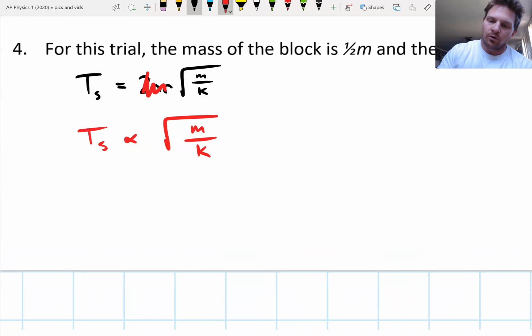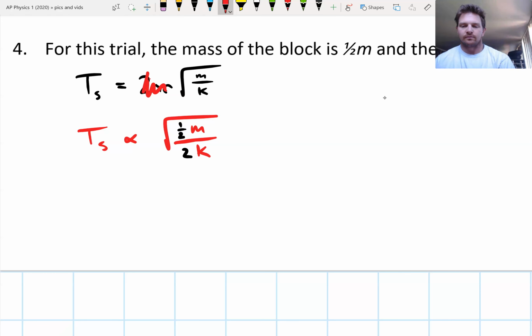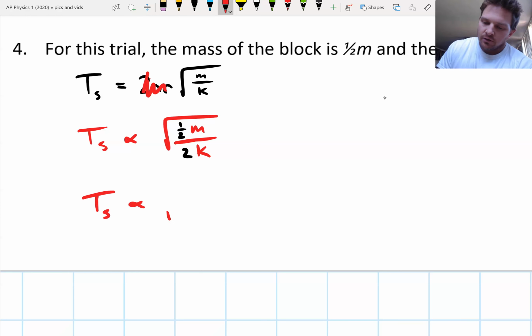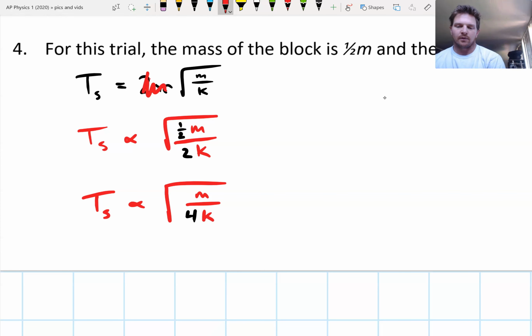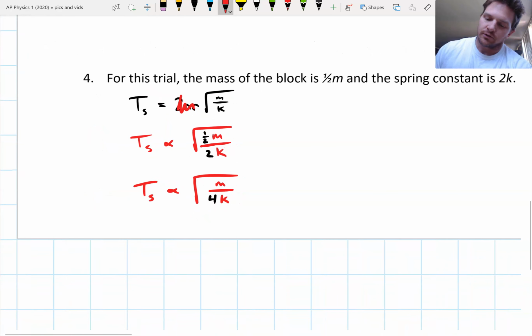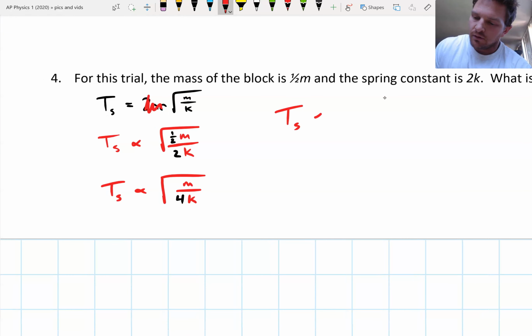We know the mass got halved and k got doubled. So it's 1/2 over 2. Okay, when you simplify this, 1/2 over 2 turns into m over 4k, right? So just continuing on over here, period, the square root of 1/4 is 1/2.